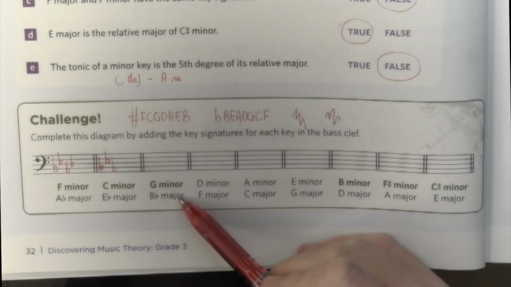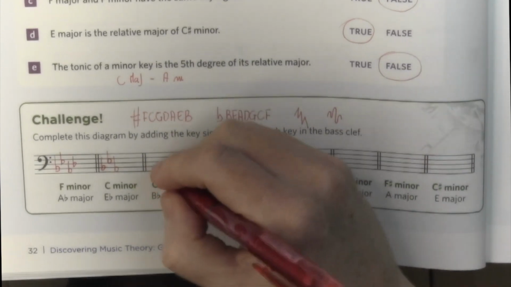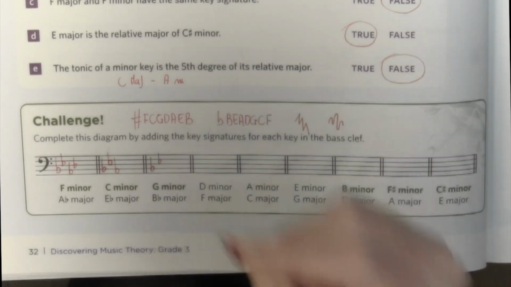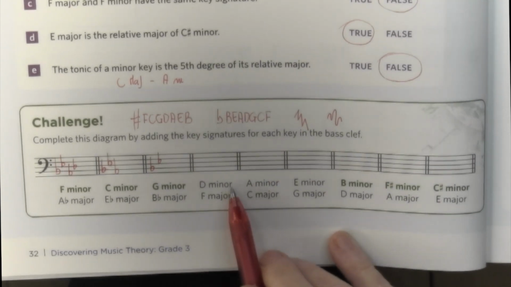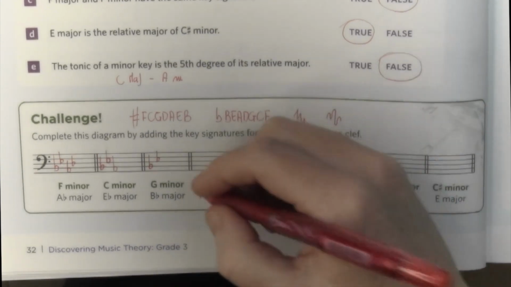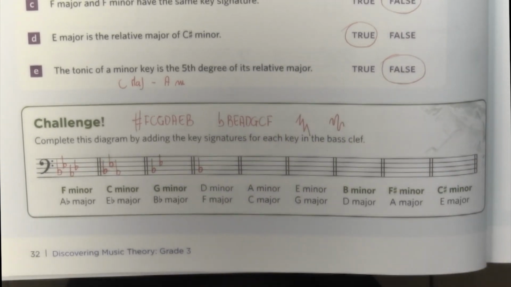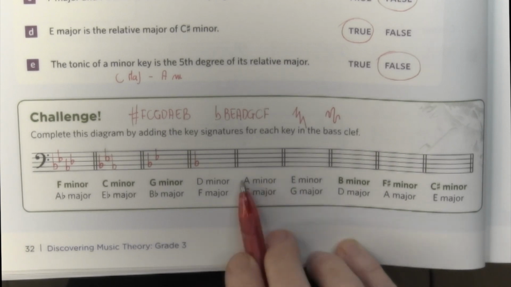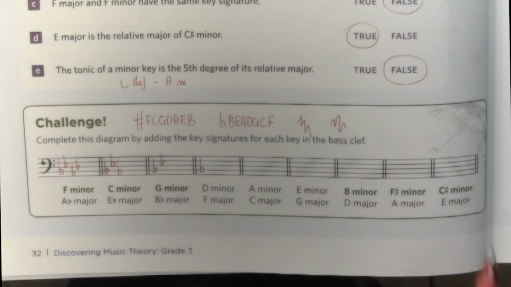G minor is the relative minor of B flat major, and B flat has 2 flats. So, si, mi. There you go. D minor is the relative minor of F major, and it has just 1 flat. So B flat, easier and easier. A minor and C major have no flats, no sharps. Yay! And I think that now we find the sharps.